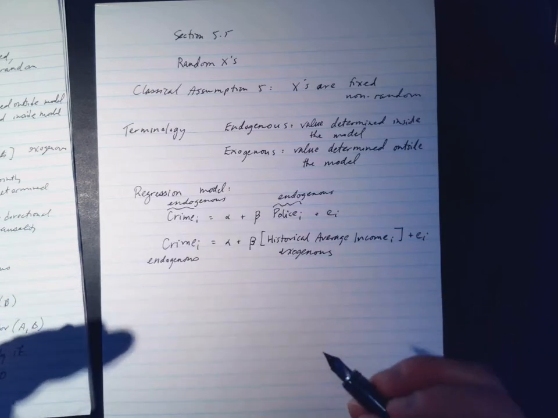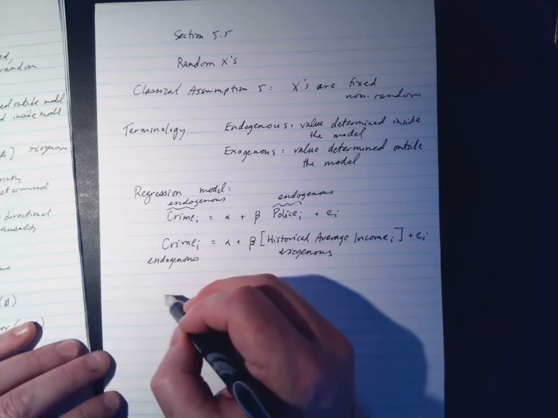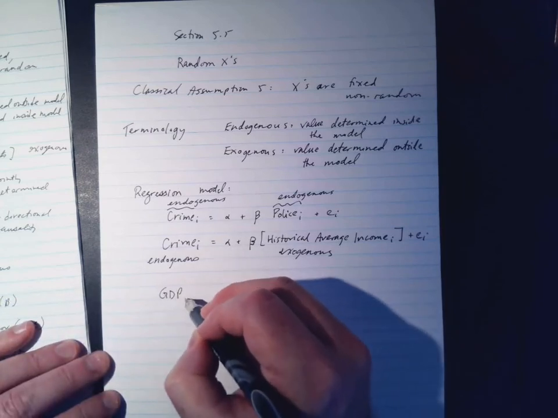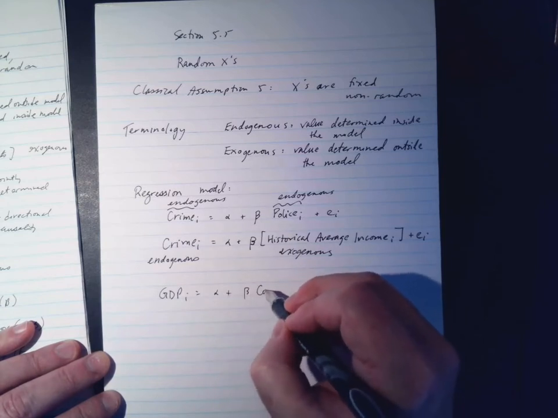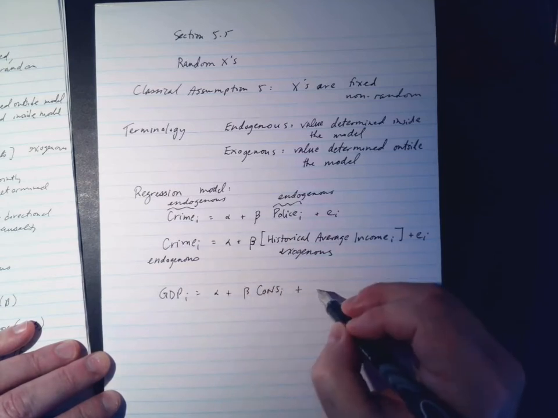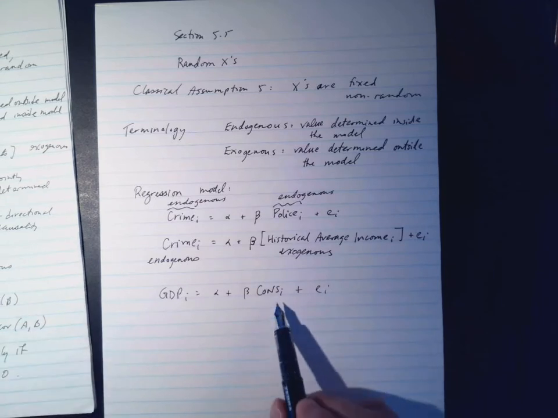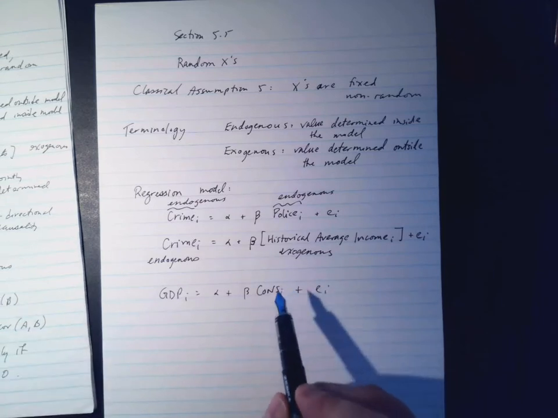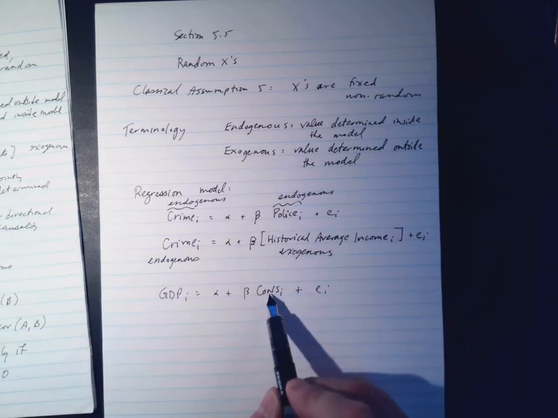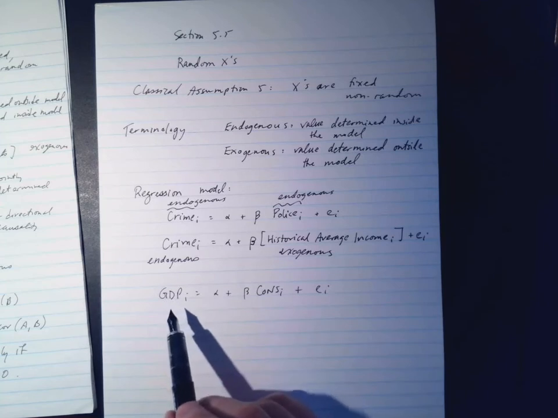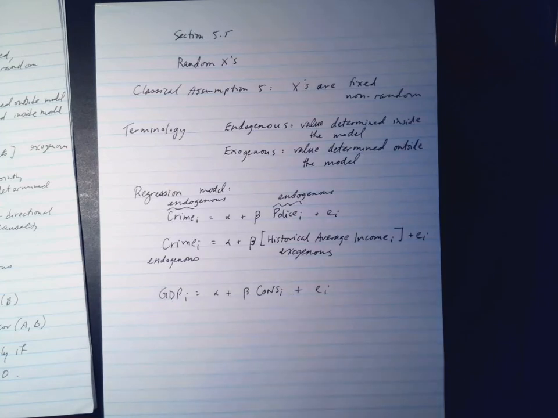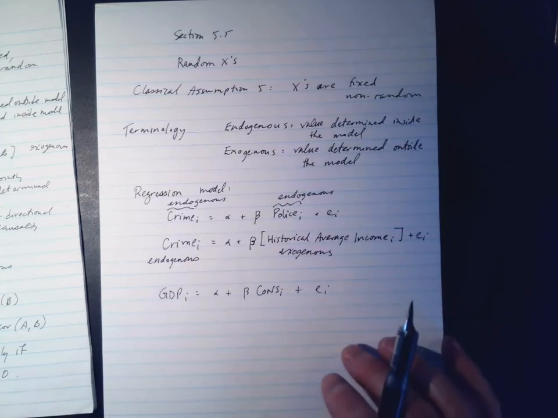If you think in macroeconomics, for instance, if you have GDP as a function of consumption, and you ran a regression like that, then you've got this problem that consumption is determined, among other things, by income, which is driven by GDP. So consumption depends on GDP, and then GDP also depends on consumption. So we need a way of dealing with that.